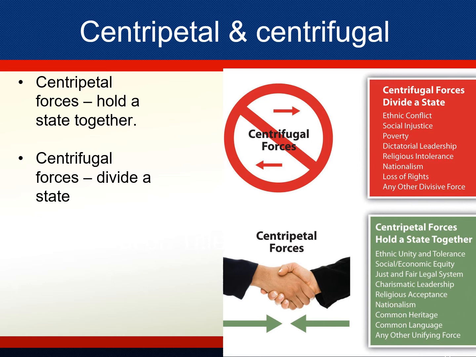Next up is centripetal versus centrifugal forces. Centripetal forces are things that hold a state together. This can be things like ethnic unity, social and economic equality, a just and fair legal system, charismatic leadership, religious acceptance, nationalism, common heritage, common language, anything that unifies people together is a centripetal force. Centrifugal forces are things that divide a state. So this can be ethnic conflict, social injustice, poverty, dictators, religious intolerance, nationalism, loss of rights, and so forth. So make sure we understand those differences.